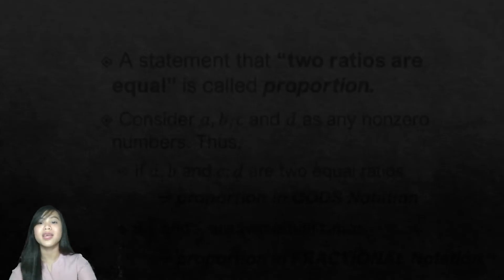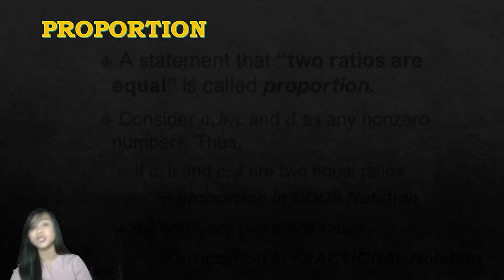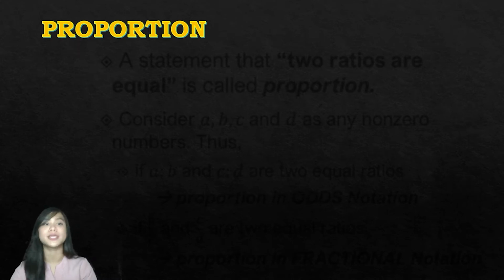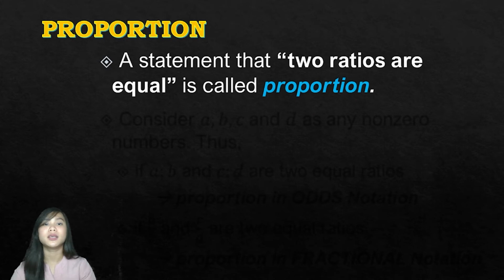Now, let us define the term proportion. So what is proportion? We are going to discuss the different kinds of proportion. That's why we need to define first what is proportion. So a proportion is two ratios that are equal.